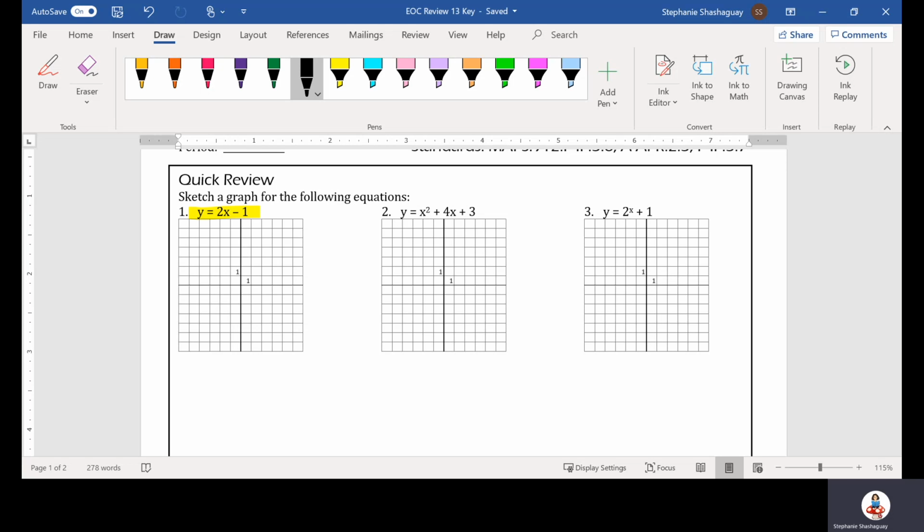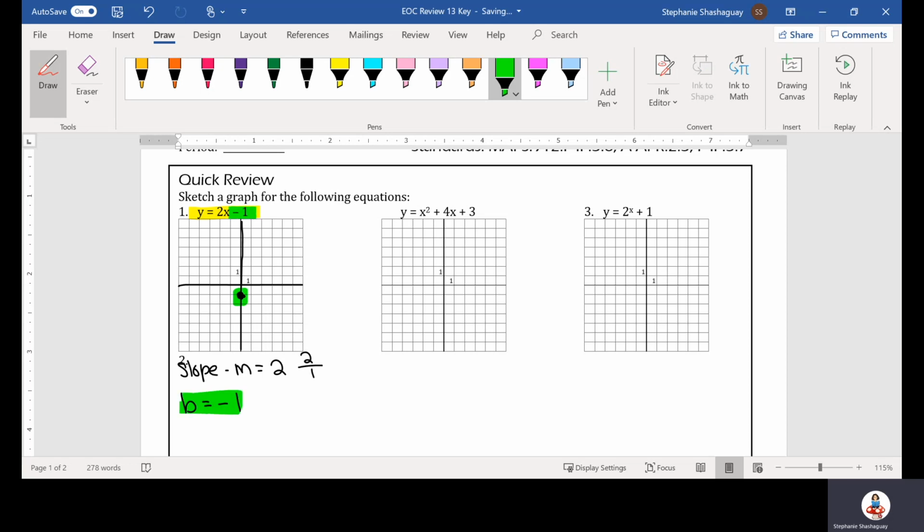So I can determine by looking at this function that my slope, my m value, is equal to 2. So that means my slope will be 2 over 1. And my y-intercept, my b term, is equal to a negative 1. So if my b term is equal to a negative 1, I'm going to look at my y-axis here. And there is my negative 1. This is my x and y. There is my y-intercept.